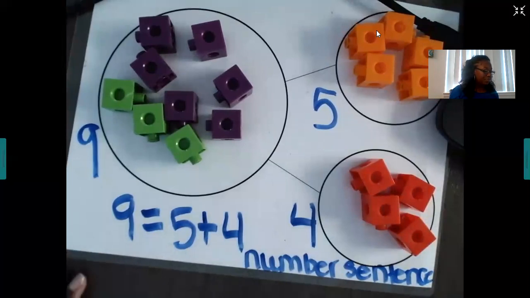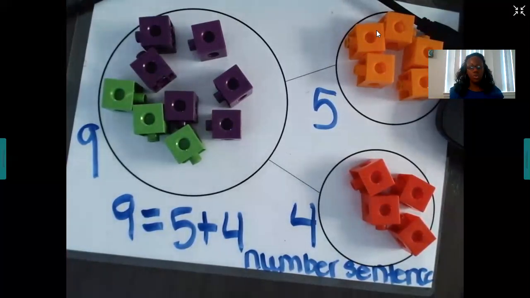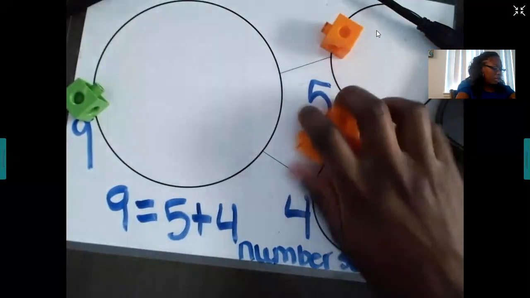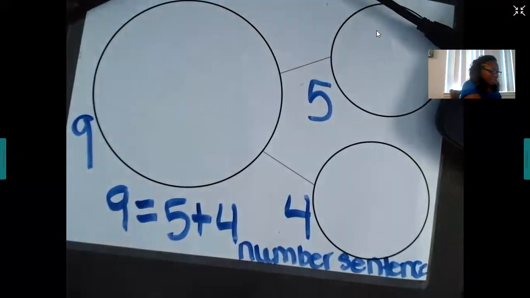All right. So think about today our I can statement. Let's go back to it. I can fill in the parts when my number bond whole is 9. And we have done that today. Let's do a couple together and let's practice. I'm going to clear my board and we can do a few on my whiteboard and I can show you.